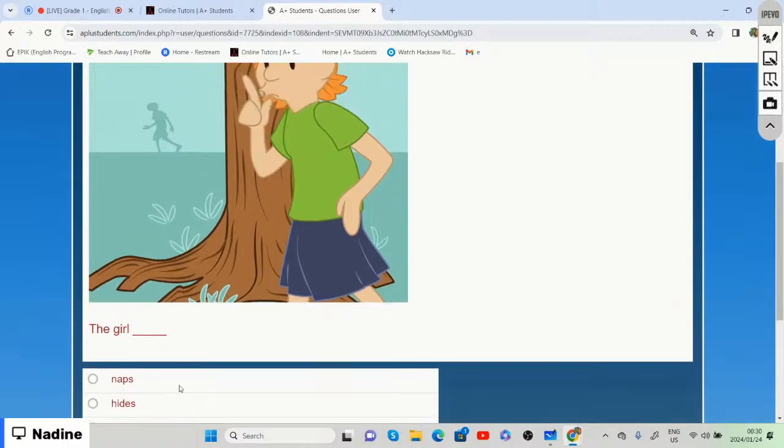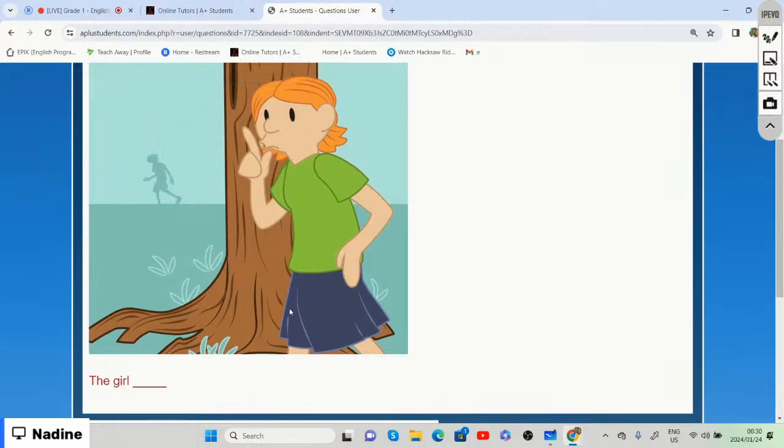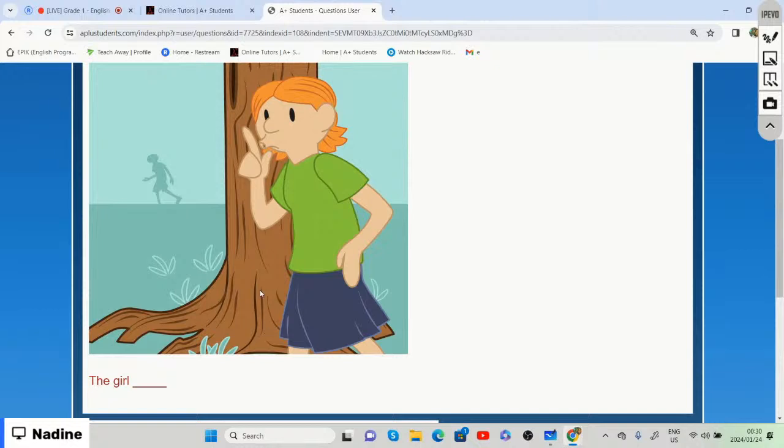So we need to say what the girl does or what she is doing. The girl, does she nap? Is she taking a nap? Is she hiding from someone? Is she singing or is she drawing? What is she doing?